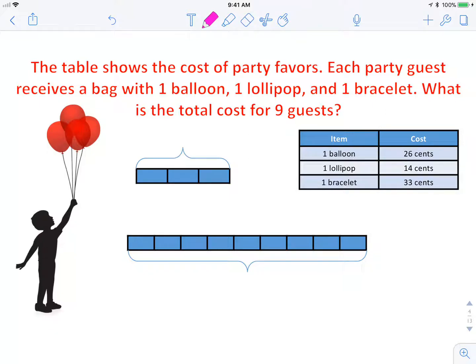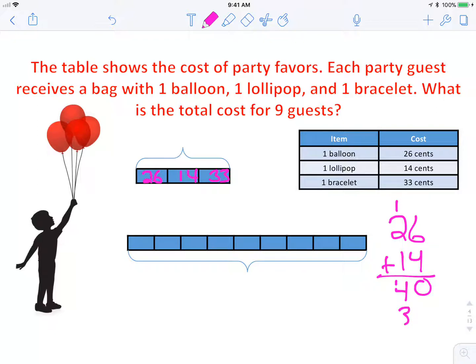We have 1 balloon. The balloon costs 26. The lollipop costs 14, and the bracelet costs 33 cents. What is the total amount for those 3 items? What do I need to do? Okay, you're going to add it. 26, 14. 6 plus 4 is 10. Carry the 1. 2 plus 1 is 3, plus another one is 4.